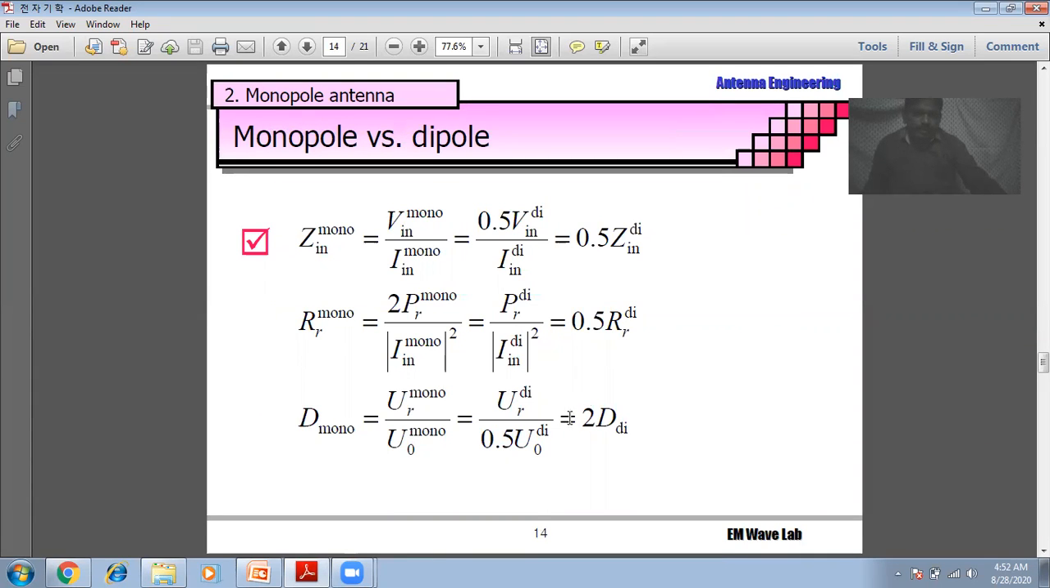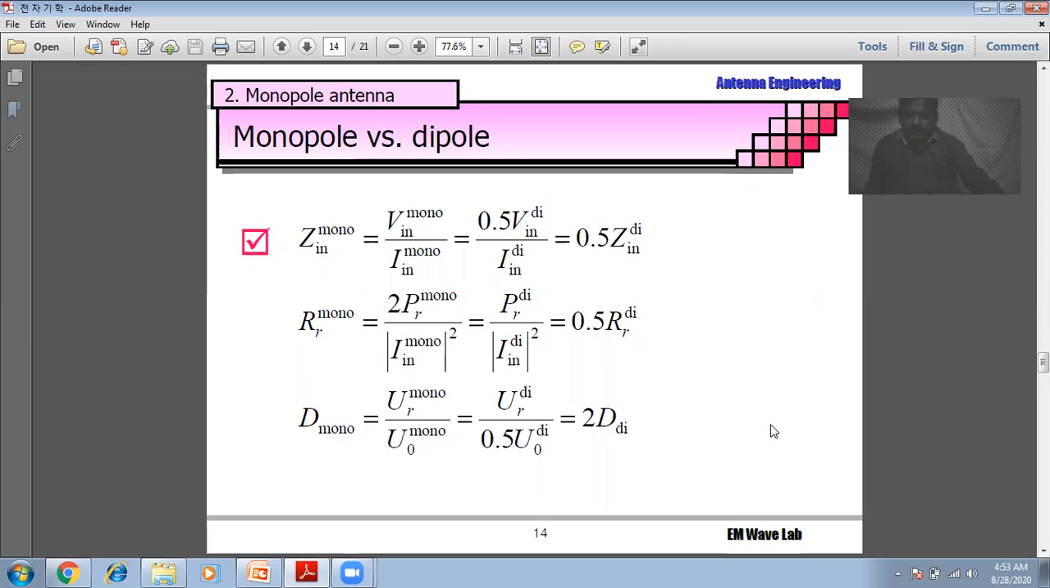Let us see here in this slide. A comparison is made between the monopole and dipole. A dipole antenna has a radiation resistance of 73 ohms, which was already told to you. What happens for the monopole antenna? This monopole antenna has a length lambda by 4, that means half of the length of the half-wave dipole. Since the length is made half of its value for the dipole antenna, automatically the radiation resistance also becomes half.